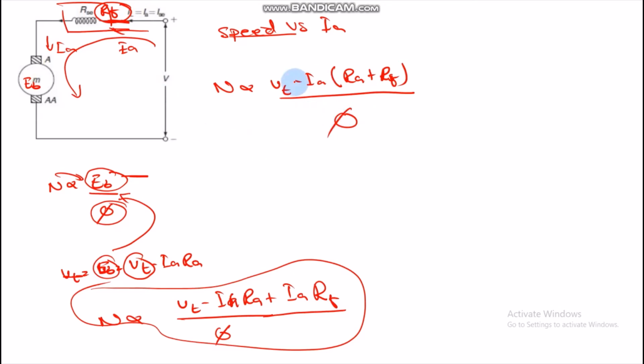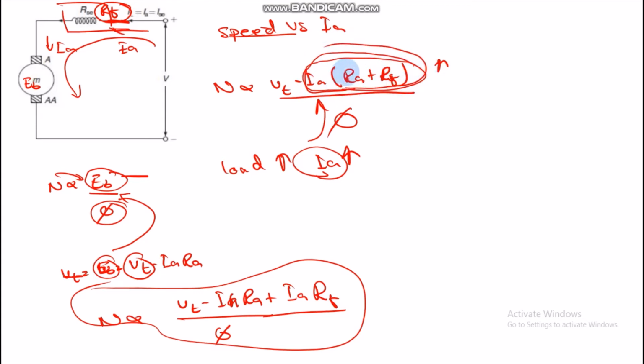When the load of any DC motor increases, then the armature current IA also increases, and the relation will be used here like that. If IA is increasing, then the term IA times (RA plus RF) also increases, and when IA increases, the voltage term VT minus IA times (RA plus RF) decreases. It means the numerator will decrease because IA increases.